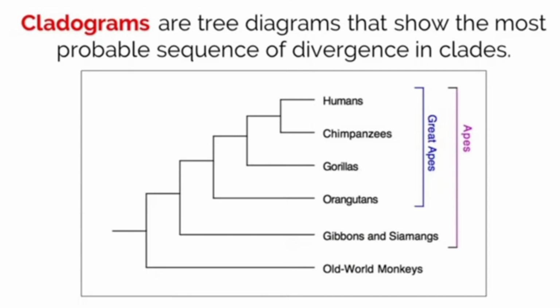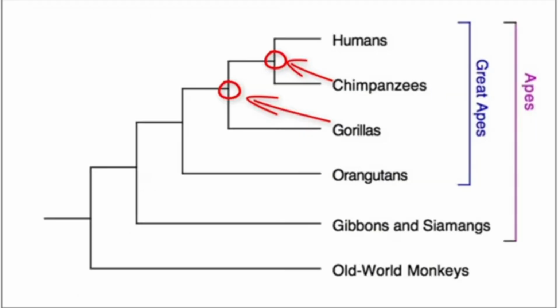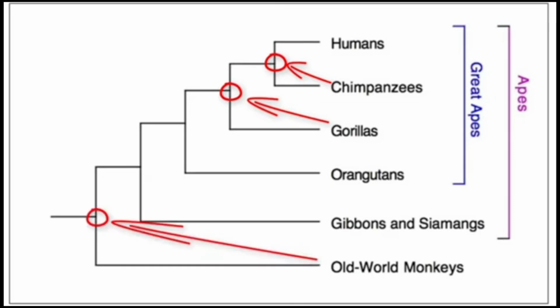For example, take a look at this cladogram of humans and the other primates. It shows that humans shared an earlier common ancestor with chimpanzees than with gorillas. And if we go back far enough, humans share a common ancestor with old world monkeys here, which also gave rise to all of the other apes in the diagram.